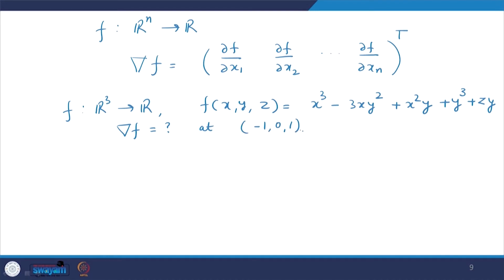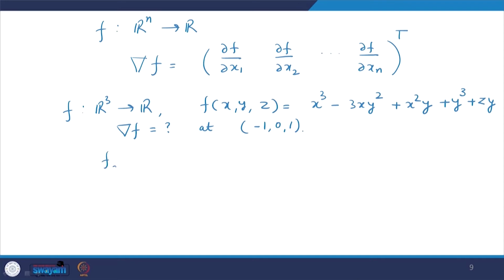So, how can we proceed? Simply, we have to find the first order partial derivatives of f with respect to x, y and z, and compute these partial derivatives at this point. That will give the gradient of f at this point. So, let us complete this problem.